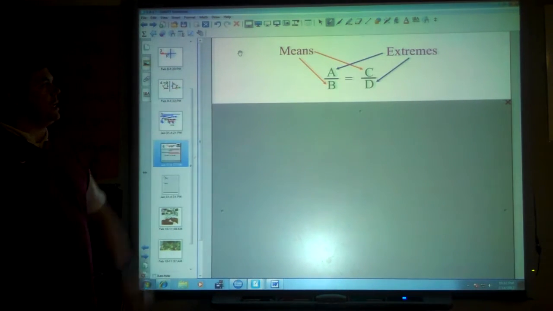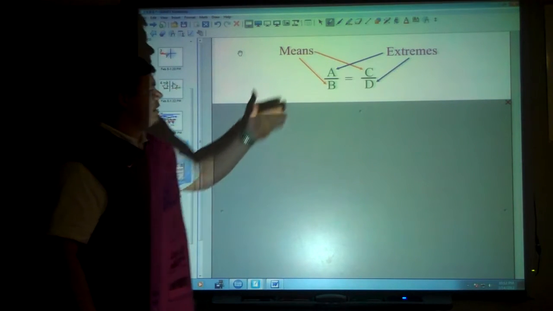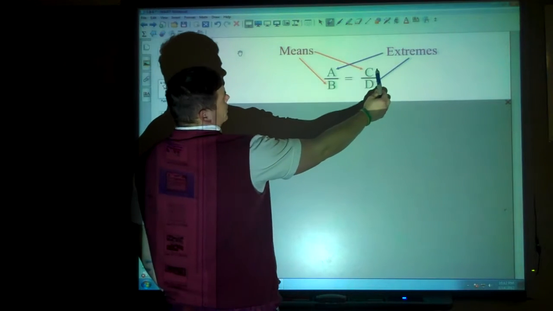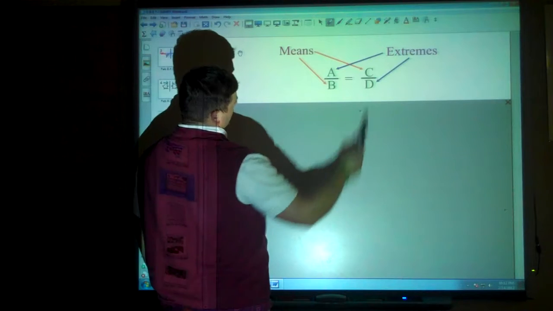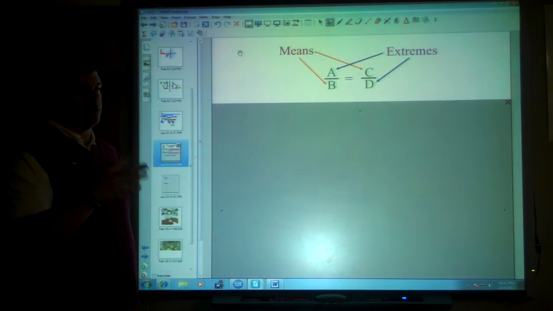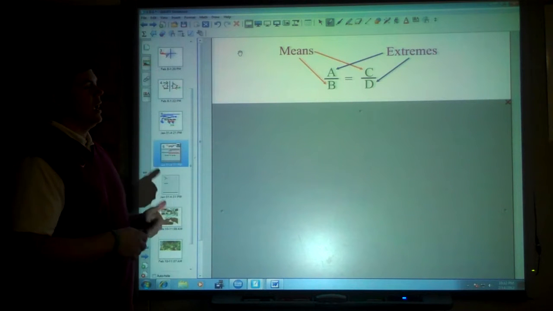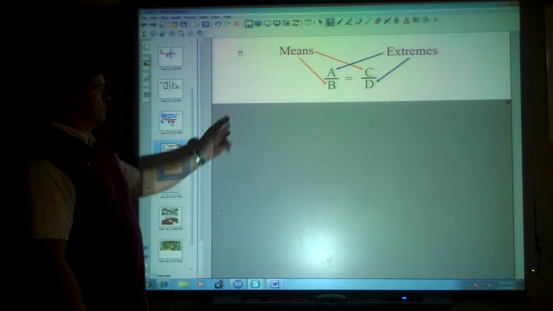A concept known as the means and the extremes. You have 2 fractions. If you have 2 fractions, then the top of one and the bottom of the other we would refer to as the means, and the top of the other one and the bottom of the other as the extremes. And it doesn't make a big difference about which one. You just need the top and the bottom of one, and that's the means, and the top and the bottom of the other, and that's the extremes. Whether you flip-flop the fractions, it really doesn't make a difference.